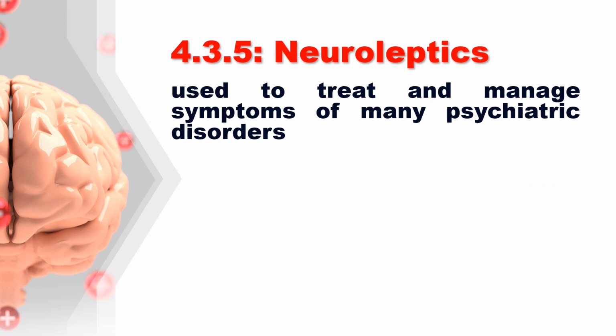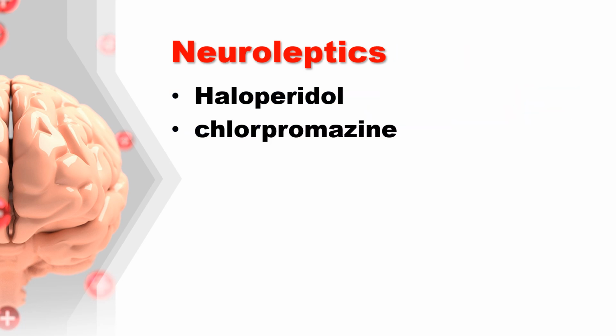The next category is the neuroleptics. These are used to treat and manage symptoms of many psychiatric disorders like hallucinations, delusions, and to facilitate social adjustment. The examples of neuroleptics are haloperidol, chlorpromazine.